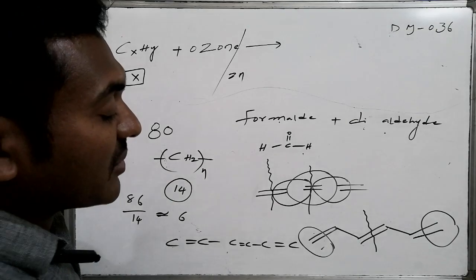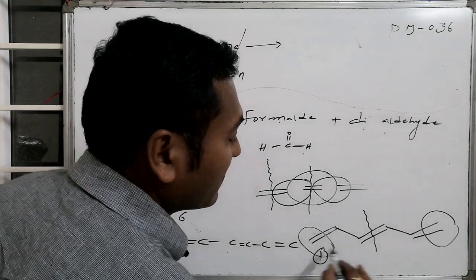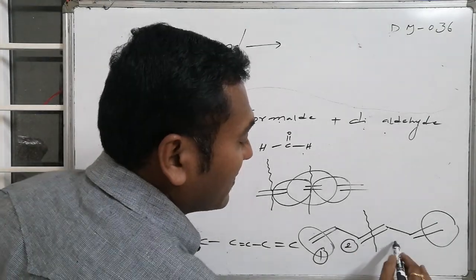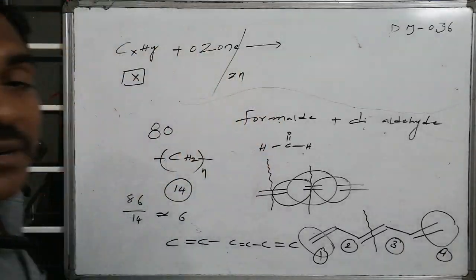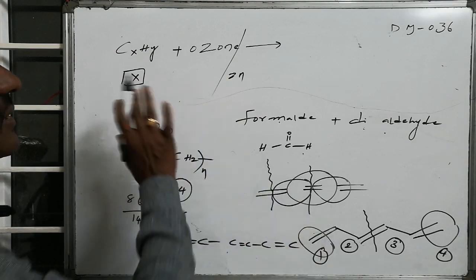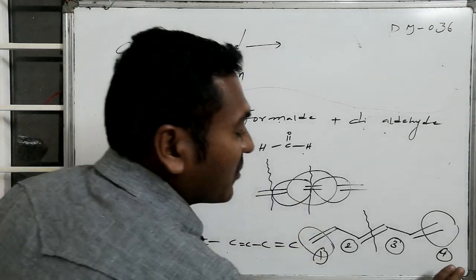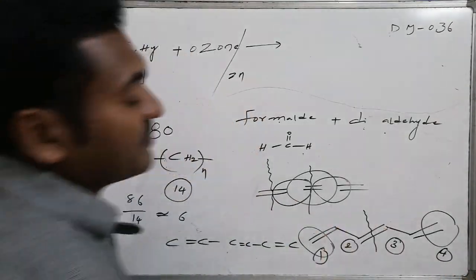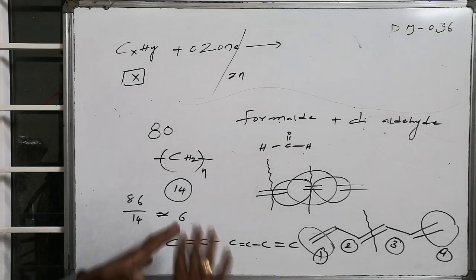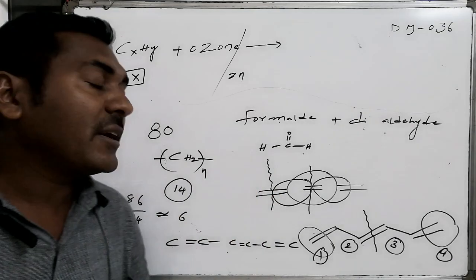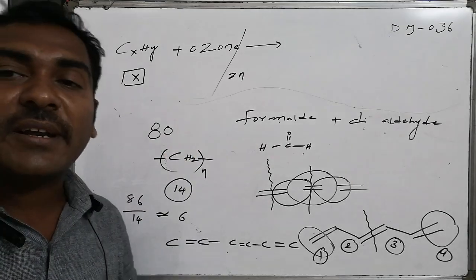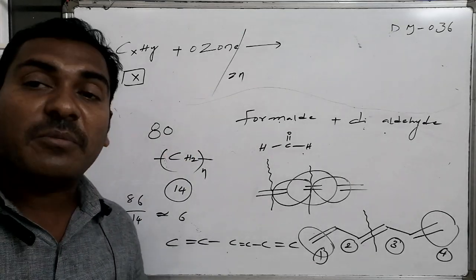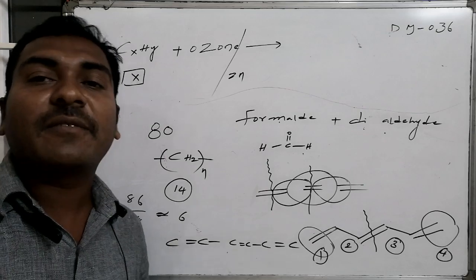Hence, for the total number of fragments, we can get one fragment from here, one from here, one from here, and another from here. Out of these 4 fragments obtained from this molecule, 1 and 4 are the same and 2 and 3 are the same. If this is the structure, then it matches the given idea of having 3 double bonds, producing formaldehyde followed by dialdehyde, with the molecular weight of 80 and the given information.